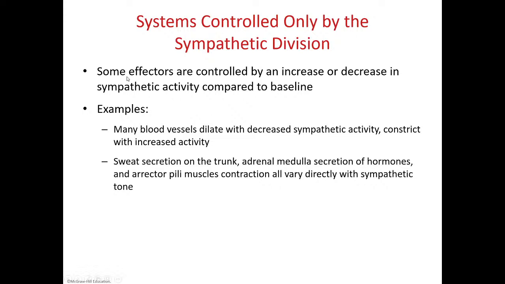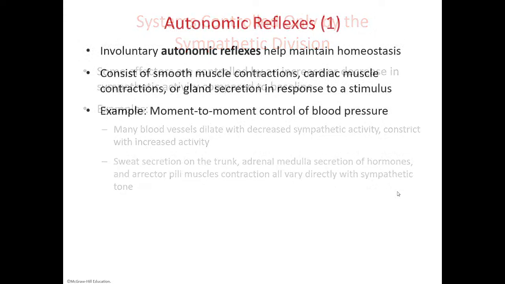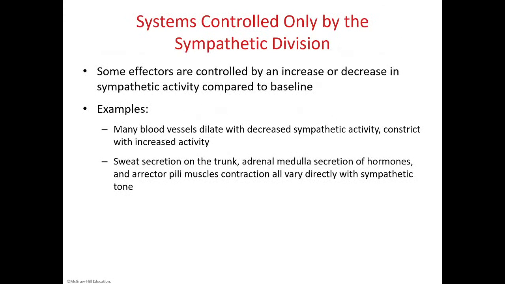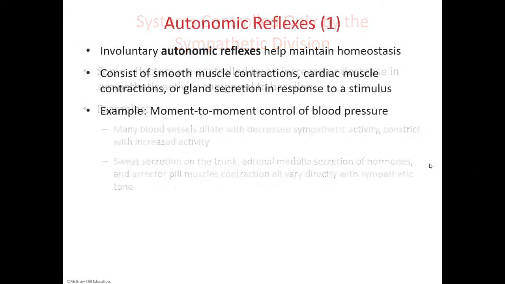All right, so some effectors are controlled by an increase or decrease in sympathetic activity compared to their baseline. So we mentioned the blood vessels earlier. The blood vessels will dilate with decreased sympathetic activity, constrict with increased activity. We'll also see sweat secretion on the trunk, the adrenal medulla secretion of hormones, and the erector pili muscles contracting, and that all varies directly with the sympathetic tone. Tone, again, is the rate at which these neurons are depolarizing, the rate at which they're firing. A lot of these neurons fire at a constant rate, and when their rate changes, then we see effects.